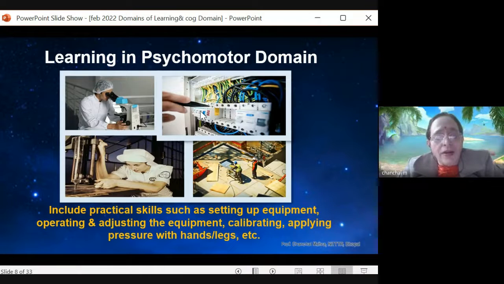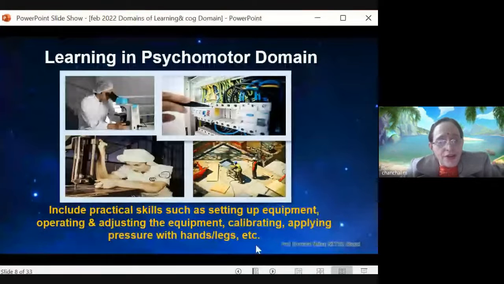Now, coming to learning in the psychomotor domain, whenever there are certain outcomes or skills mentioned in your curriculum, we have to see that when the learning is occurring in the psychomotor domain, it mainly includes the practical skills where the student has to work with certain equipment and machines, such as setting up equipment, operating and adjusting the equipment, operating and adjusting the machines, calibrating some of the instruments, applying pressure with hand, legs, and performing something. So all such activities where they are using their hands or a combination of their muscle power, hands and legs, fall under the psychomotor domain.